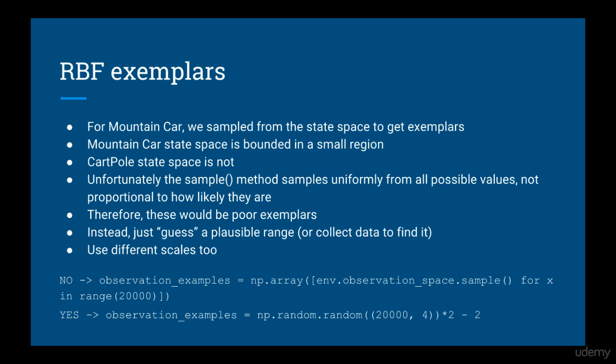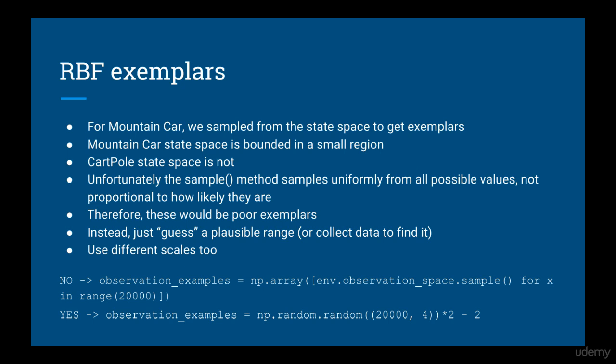The next modification is important. Recall that in the mountain car code, we sampled from the observation space to get exemplars for our RBF kernels. This is okay for mountain car because the max and min values for each state variable are small. For CartPole, this is not the case. Recall that the velocities can approach infinity.